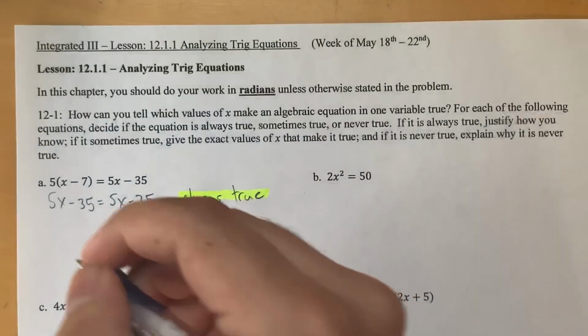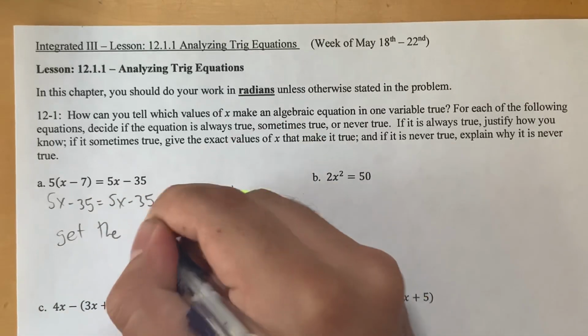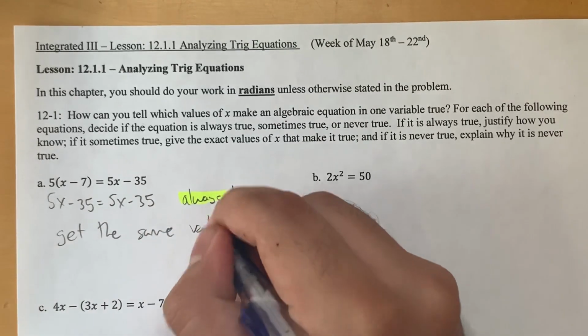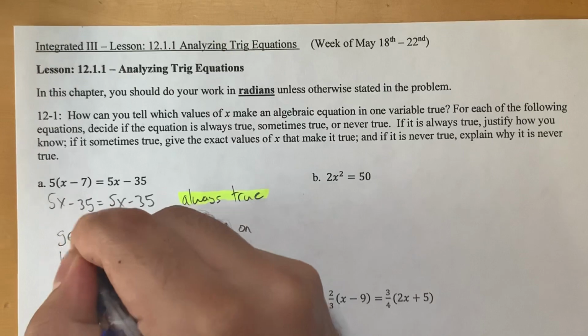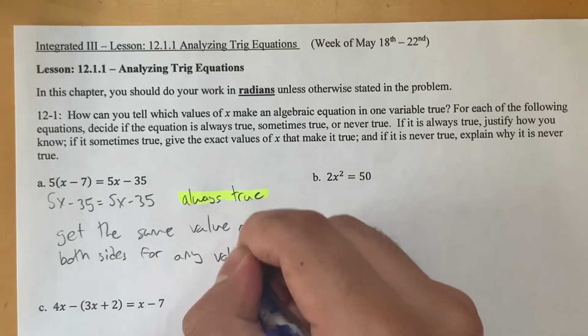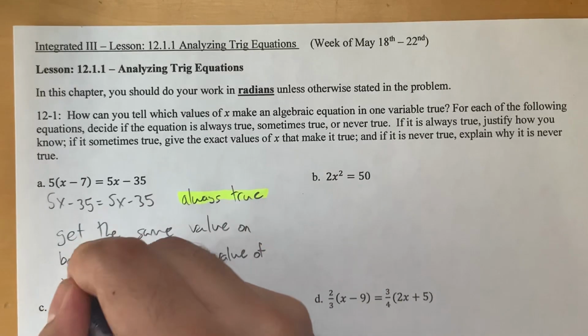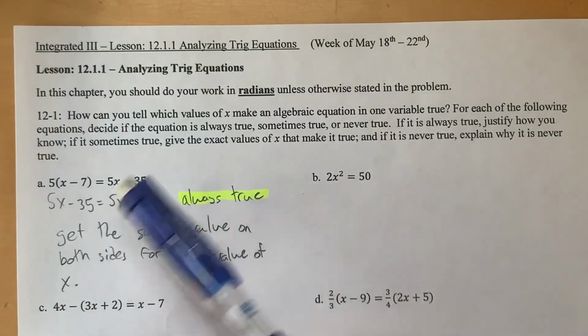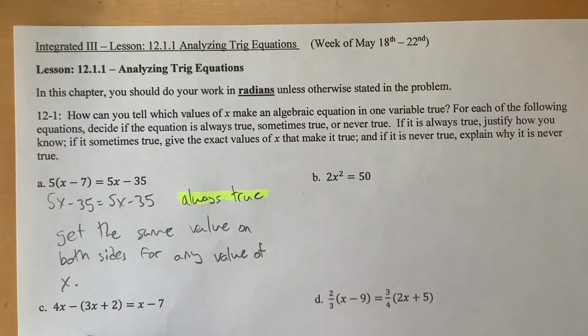So I'm going to write, get the same value on both sides for any value of x, right? I could put 1/2, negative 2/3, one decimal point that goes on to infinity, and I will always get the same answer on both sides. So let's move on to the next one.